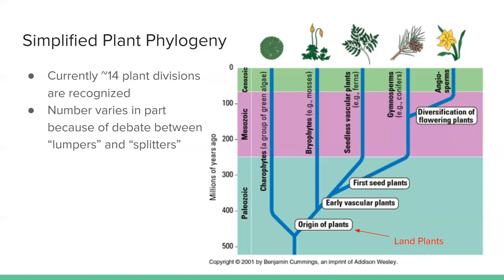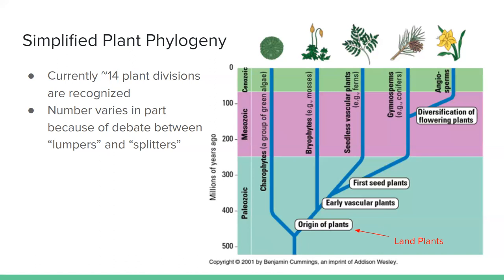Okay. So here in this branching pattern, you just have our groups that we've been talking about instead of all of those divisions. So way back in the Paleozoic, 500 million years ago, the land plants break off from our ancestors with algae. On the first day, we looked at an article that was describing some of the more recent discoveries related to this evolution of land plants.